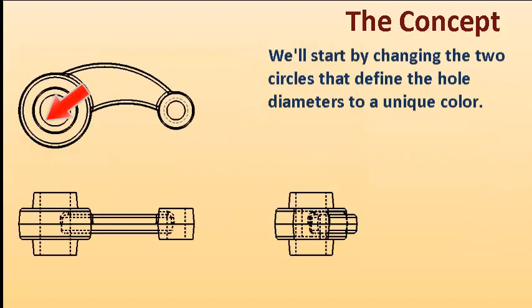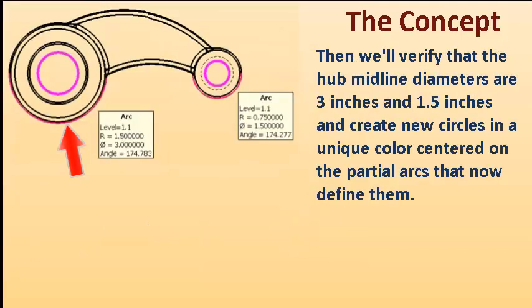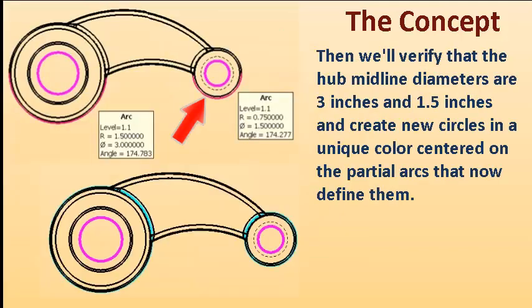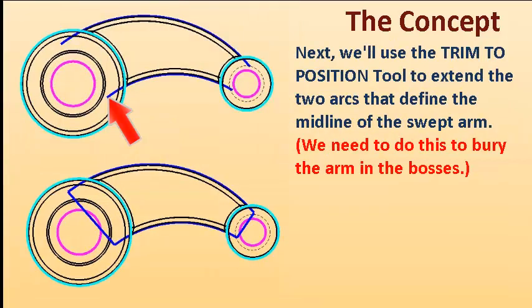We'll start by changing the two circles that define the hole diameters to a unique color. Then we'll verify that the hub midline diameters are 3 inches and 1.5 inches, and we'll create new circles in a unique color centered on the partial arcs that now define these.